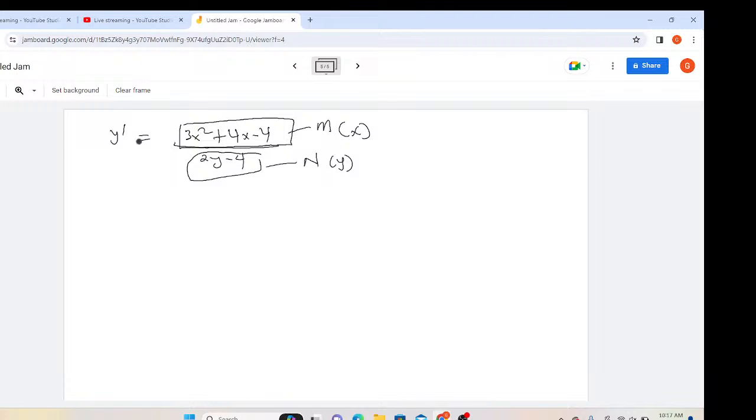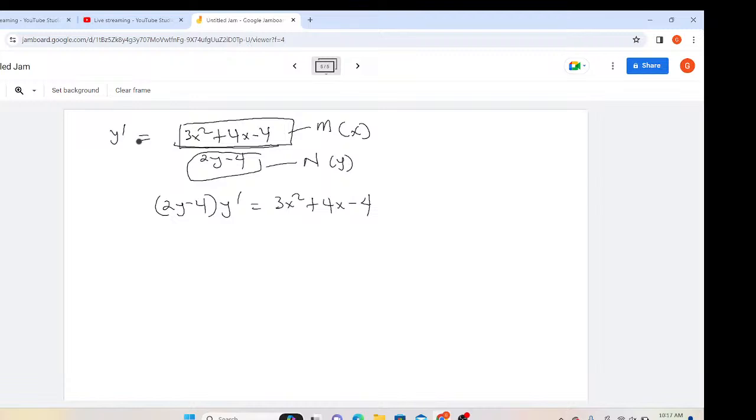We just group like terms. We group the x aside and the y also aside. Then you multiply by the denominator, and we'll get 2y minus 4 times y prime being equal to 3x squared plus 4x minus 4.